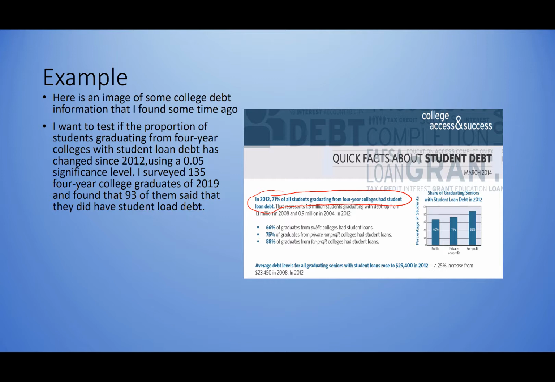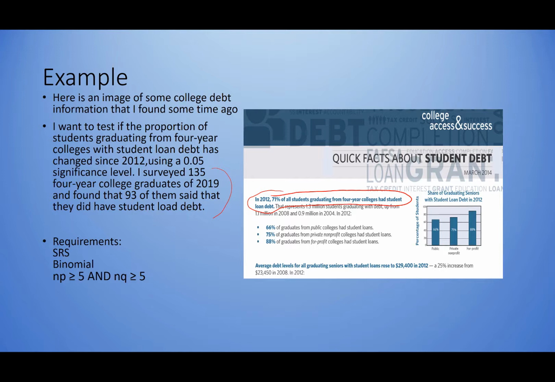Now, before I jump into doing my test statistic, I want to make sure that my requirements are satisfied. So I want to make sure that I had a simple random sample. Well, the information I gave you doesn't really tell us how the sample was gathered, so we're going to assume that's true. I have to have the conditions for a binomial situation. So we have only two outcomes. Either they did have debt or they did not have debt.